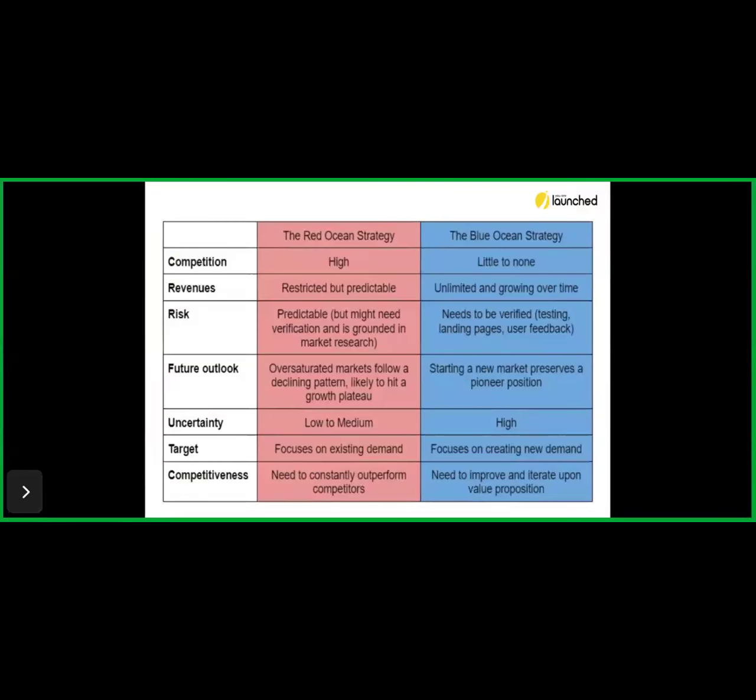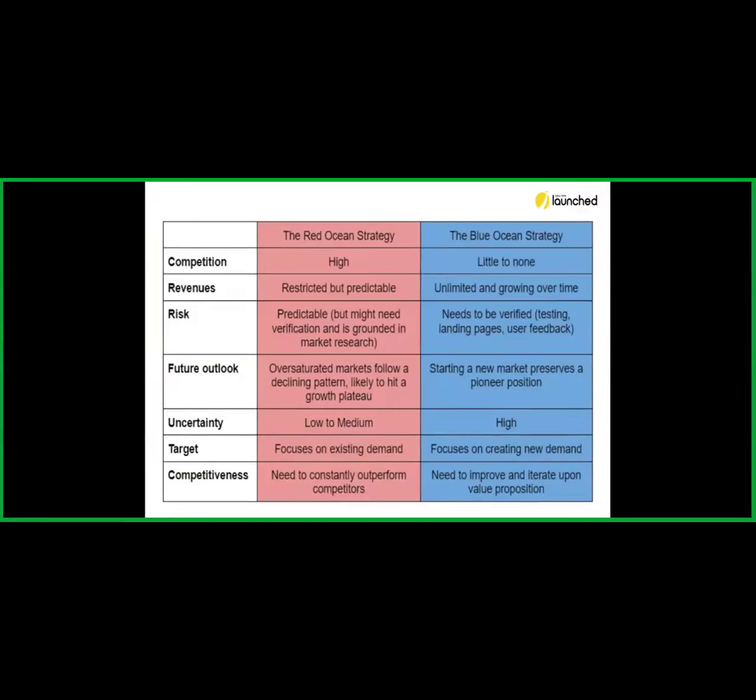Yes. So now we will. I hope you can see my screen. Yes, sir. The screen is related to red ocean strategy and blue ocean strategy. Can you see my screen? Yes, sir. Okay, thank you.